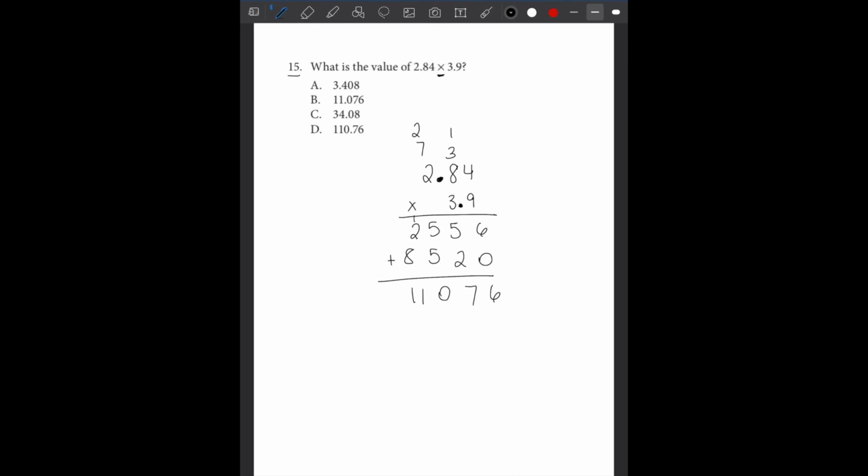For the decimals, we have to add how many decimal places we have. So up here we have 1, 2. Here we have 1. So if we have 2 and 1, that's 3 decimal places we have to move. So we're going to start back here. We're going to go 1, 2, 3. So you know that our decimal goes right there. So our answer is 11.076, and that is option B.